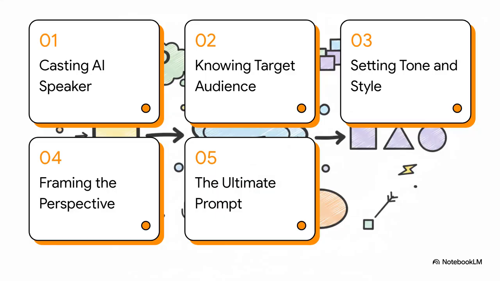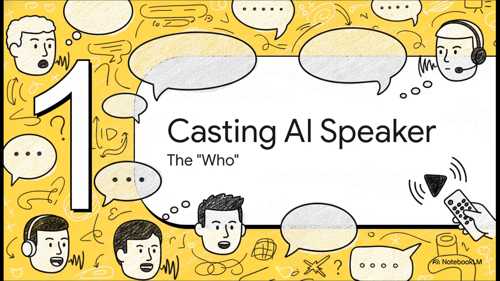So, here is our director's call sheet. 1. Casting the AI speaker. 2. Knowing your target audience. 3. Setting tone and style. 4. Framing the perspective. And 5. The ultimate prompt. Let's kick things off with Section 1, Casting the AI Speaker, the who.